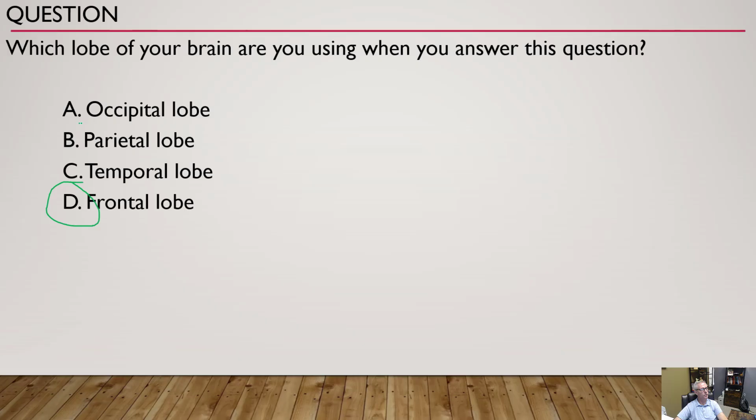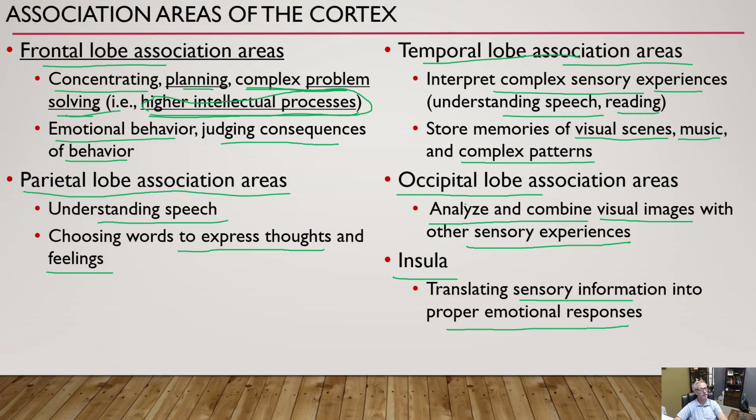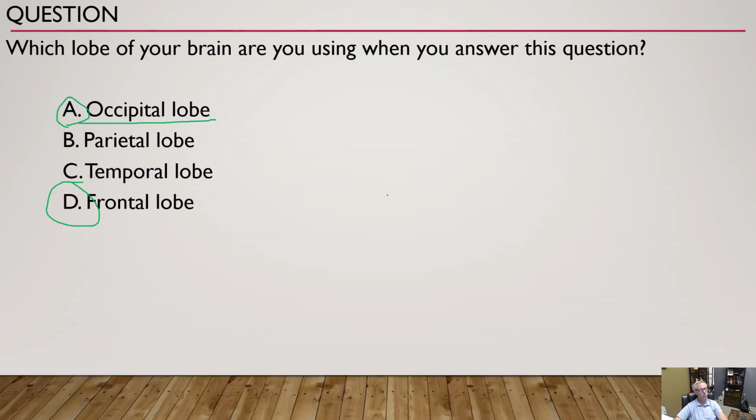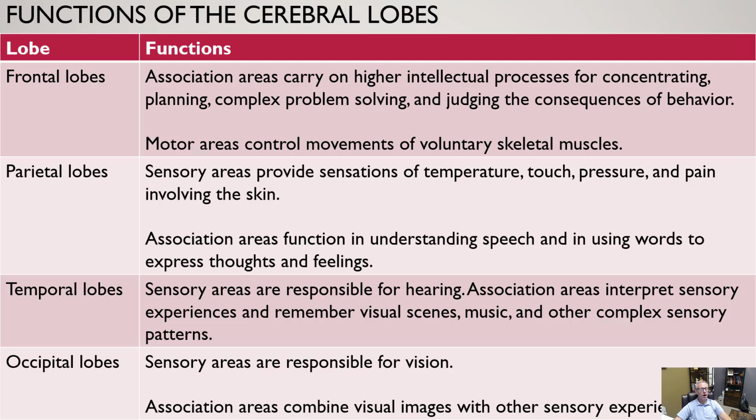But I would argue that you're also using your occipital lobe as well, because you're actually looking, you're reading, you're using visual images to read the words. So I would say the frontal lobe is probably the more correct answer, but you could argue occipital lobe as well. All right. Just a summary slide of what everything does.